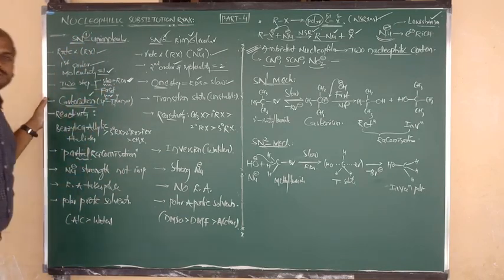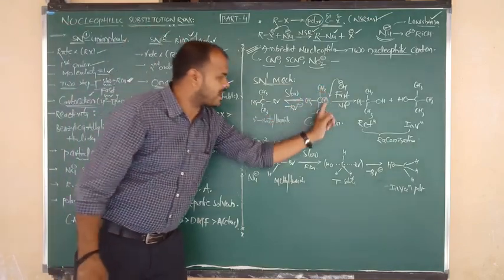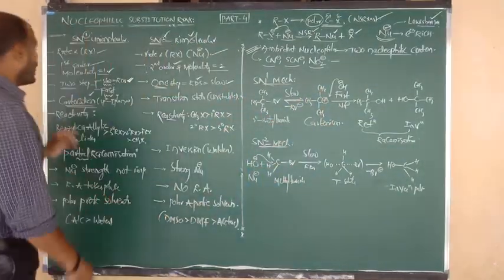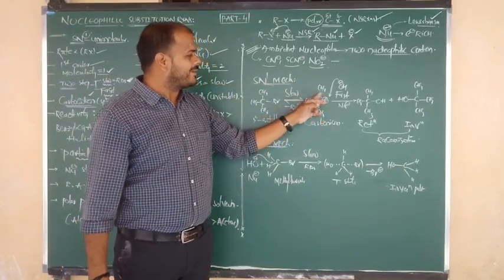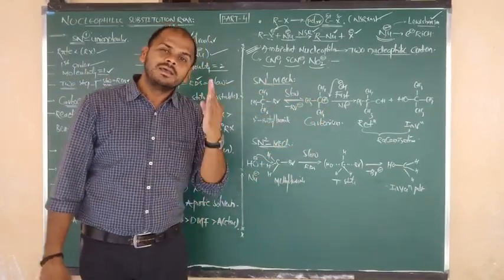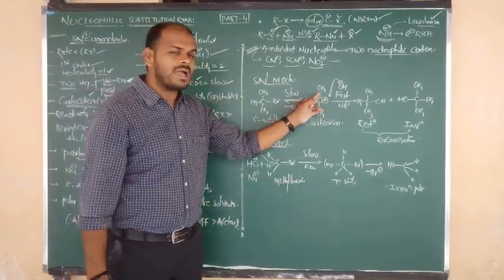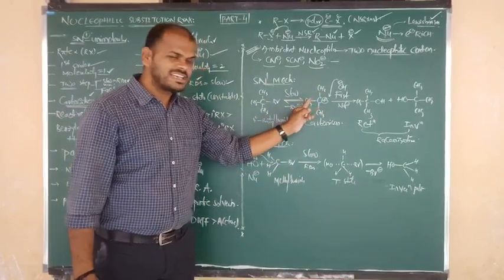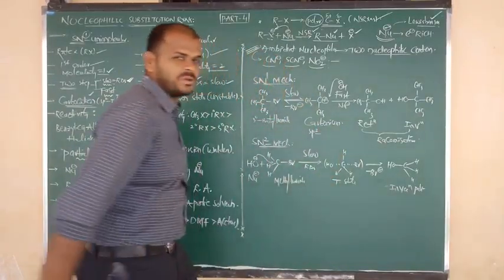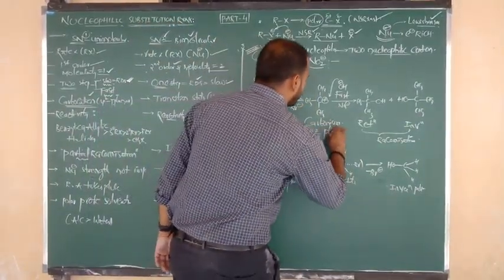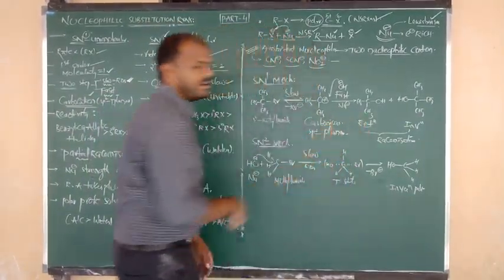The intermediate is nothing but carbocation. Like this carbocation you are getting now. And around that carbocation, 3 bonds are there. So due to the presence of 3 bonds, the hybridization is sp2. So carbocation hybridization is sp2, and the geometry is trigonal planar.